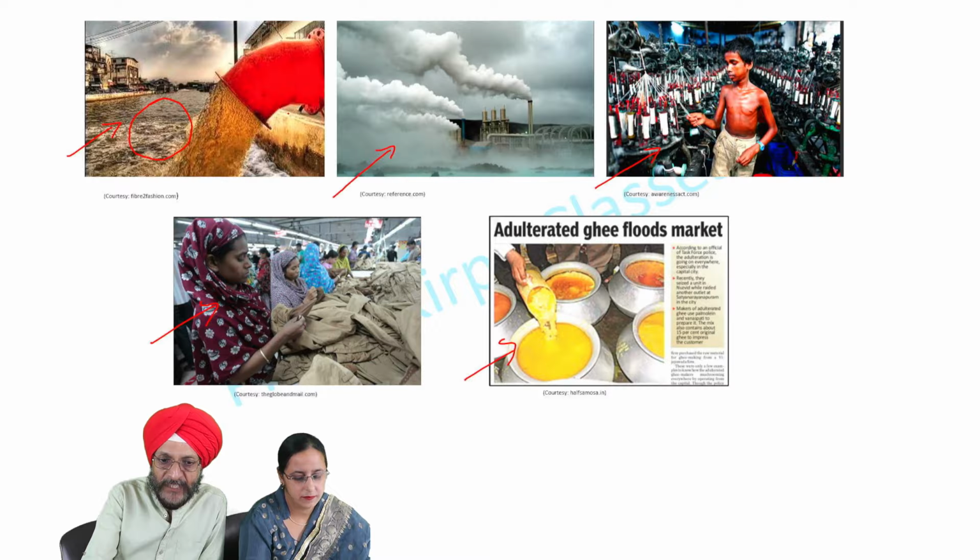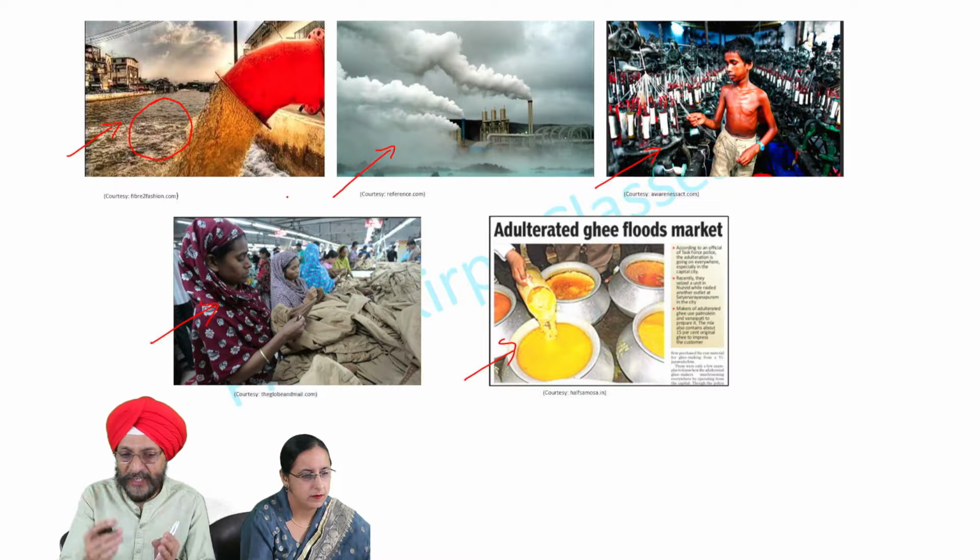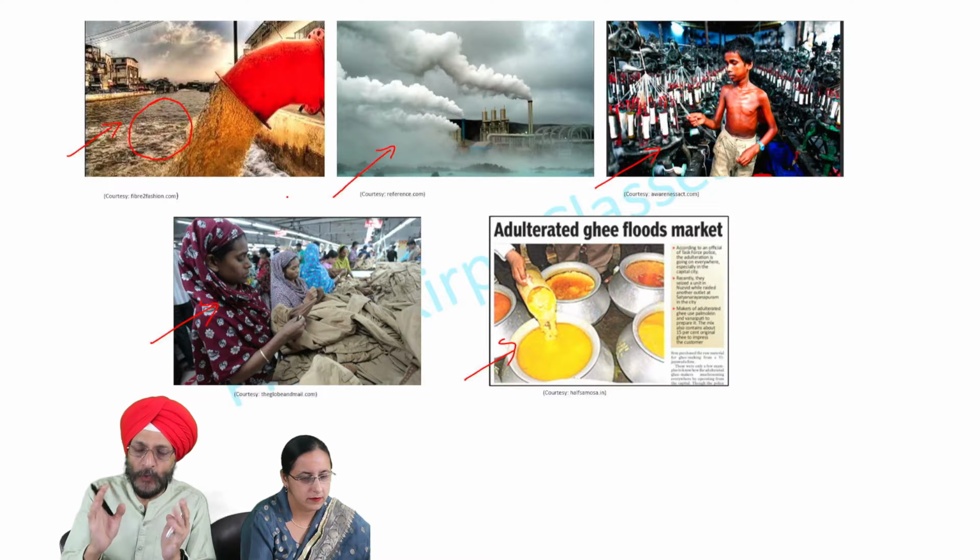From all these pictures, you can see that the ultimate motive, whether it is pollution, child labor, improper working conditions, or adulterated products being flooded in the market, is that the main motive of some persons or organizations is only to earn profit. They do not care for the welfare of the society in any manner.